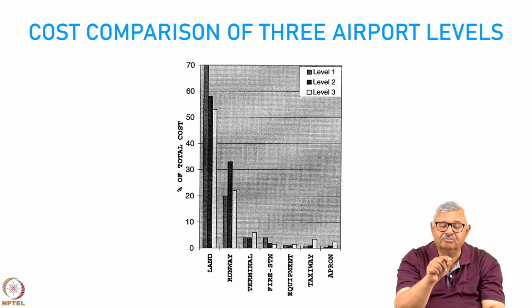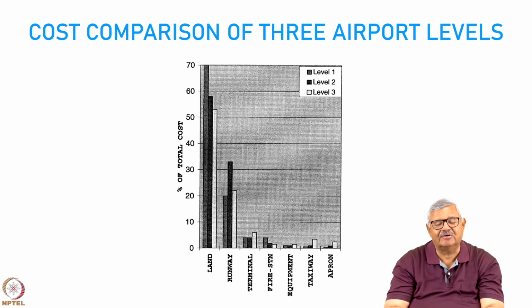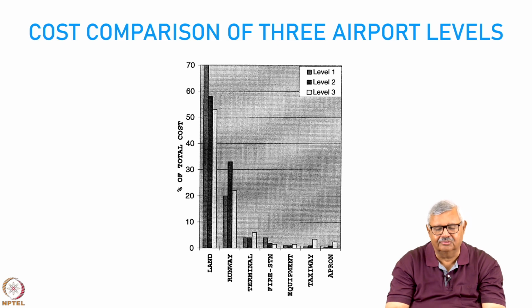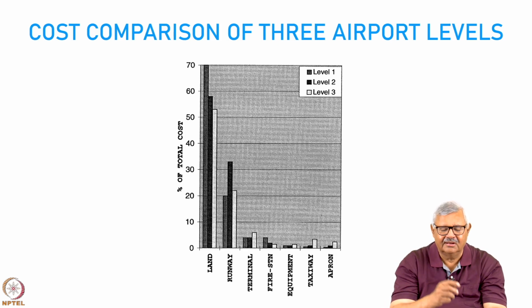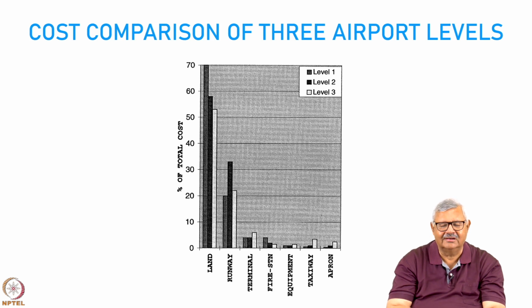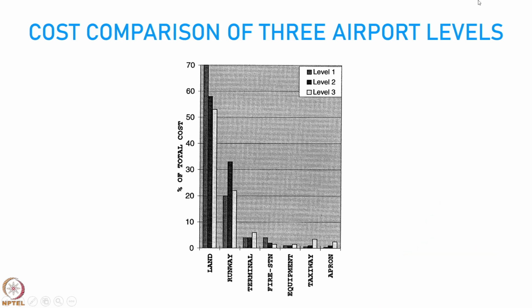Now here you are only seeing the percentage values. This is not the numerical value. So you might wonder why in level 1, level 2 airport we have 33% and level 3 we have only 22%. It is only the percentage, because you can notice that other cost terms are there. So apron cost, taxiway cost, equipment cost is a very small fraction of the land cost.